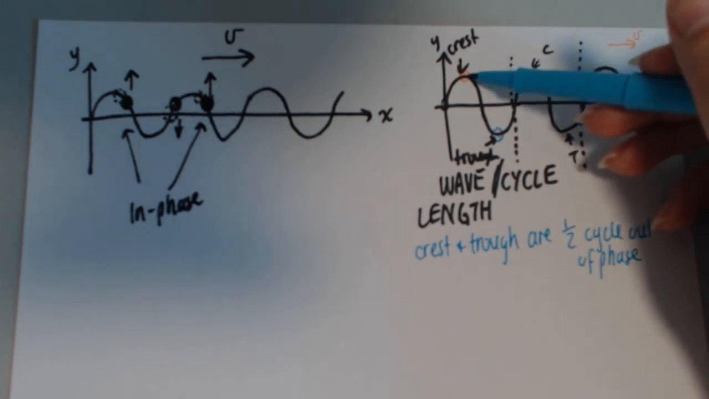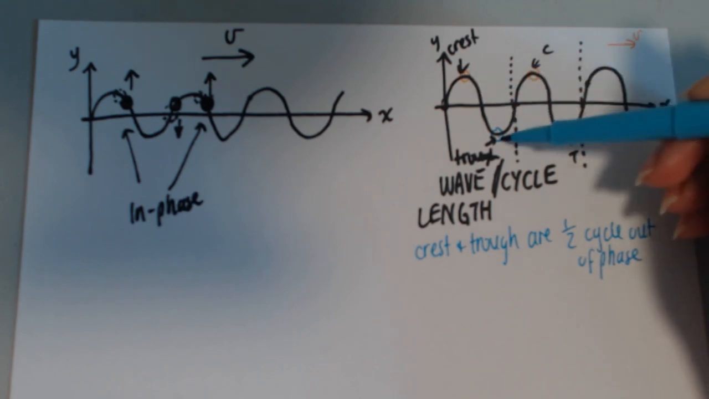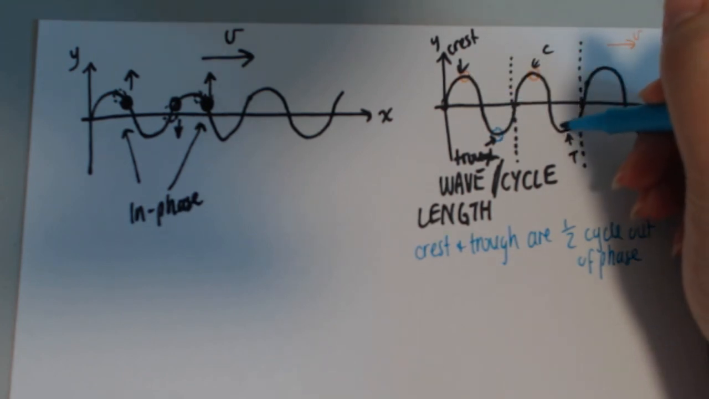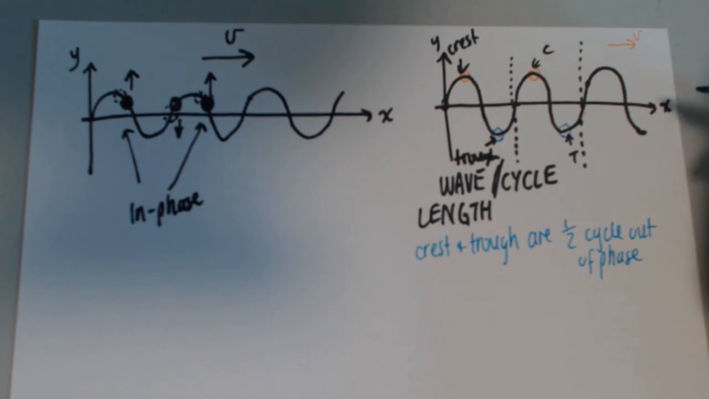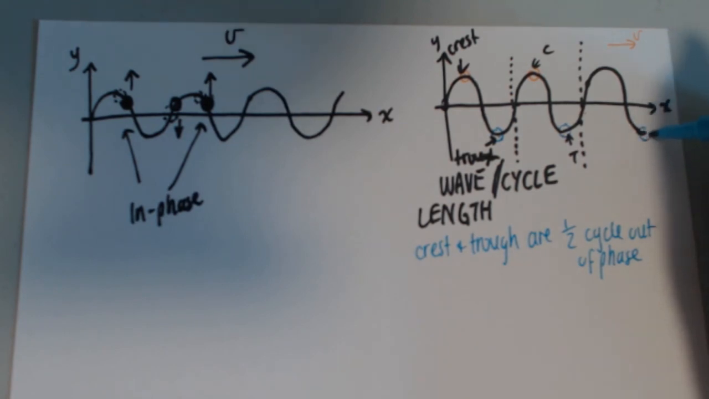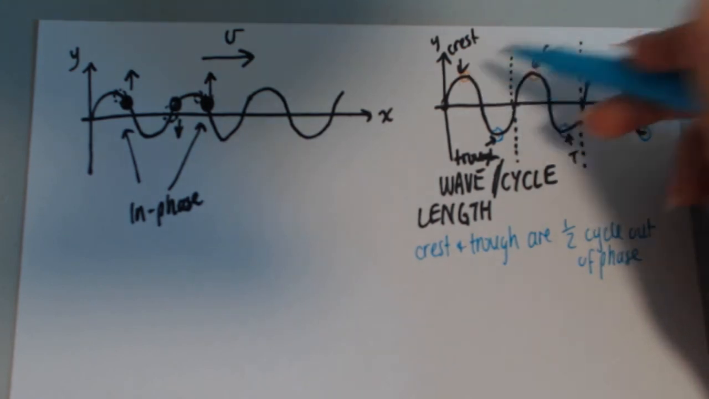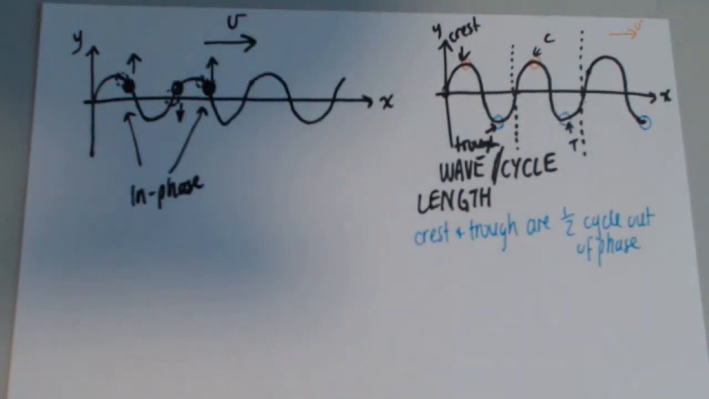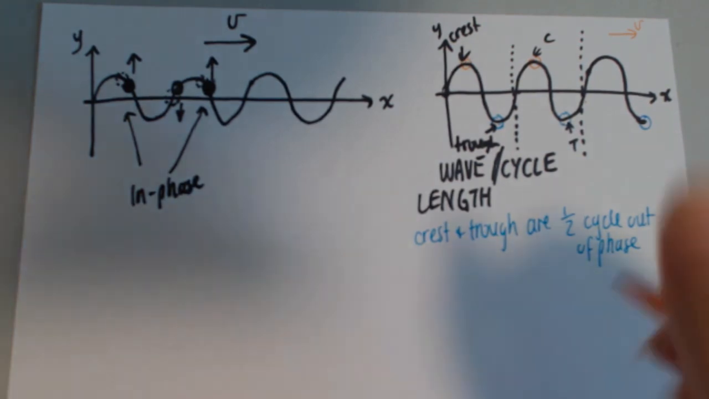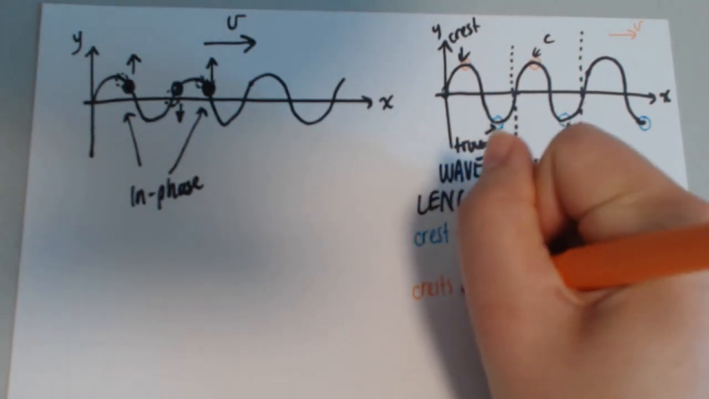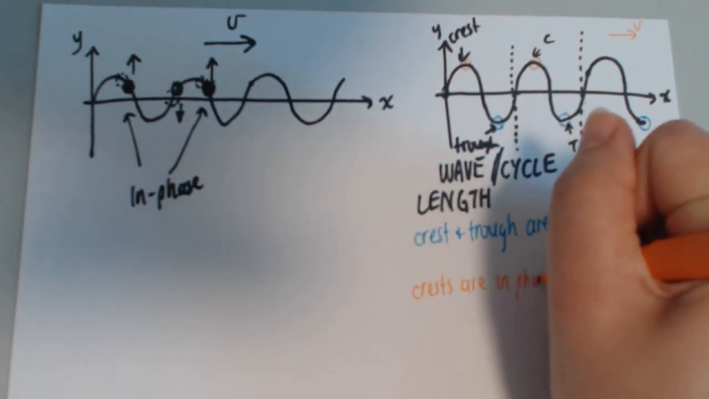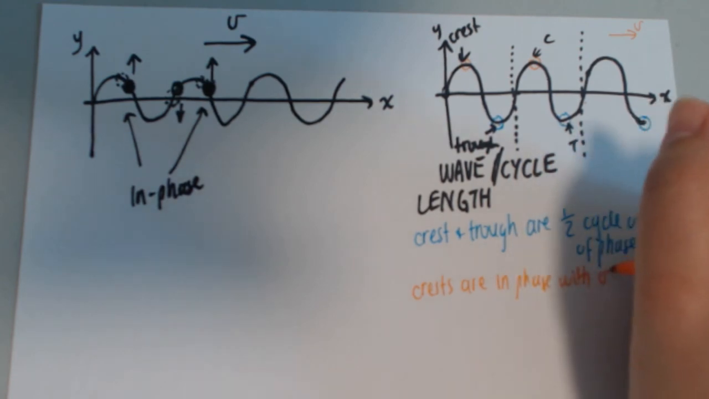But keep in mind that this crest up here is half a cycle out of phase with this trough. It's also half a cycle out of phase with this trough, and it's also half a cycle out of phase with this trough. It doesn't matter which one you pick, because after another half a cycle, it's going to be a crest again. It's going to be in the same position and same direction of motion as it is in the beginning. So crests and troughs are always half a cycle out of phase. Crests are in phase with other crests.